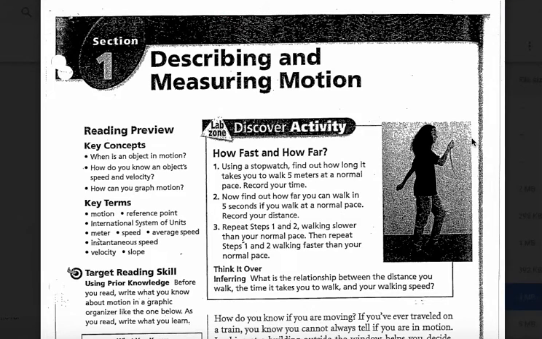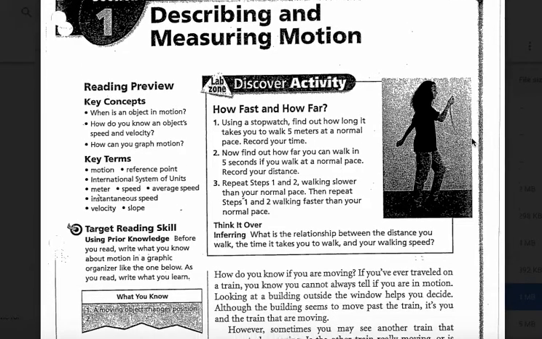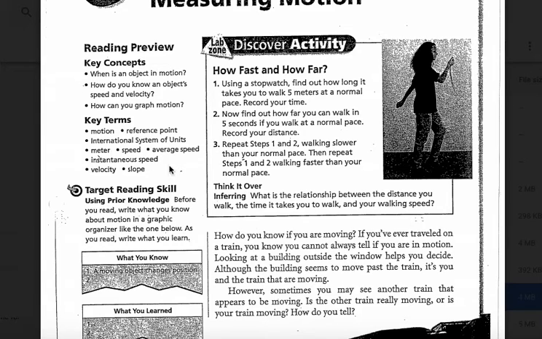So this is the describing and measuring motion homework. Like always, let's take a look at the reading preview, key concepts and key terms. The key concepts are: when is an object in motion? How do you know an object's speed and velocity?